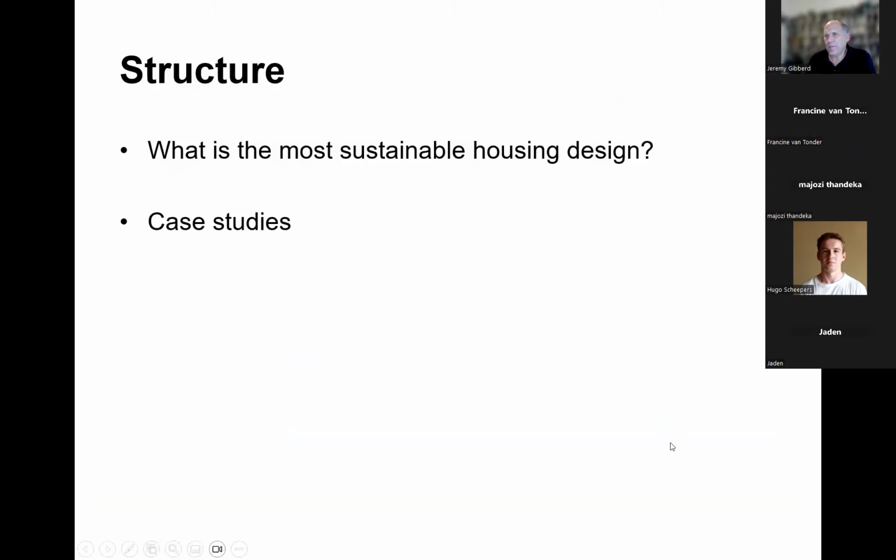So maybe to stimulate a bit of question, what's the most sustainable housing design? Some reactions from everybody that we can think of. If you had to name an example. Everyone? Just say it out loud, put it in the chat, type something into the chat. If you had to put something down now, in terms of the most sustainable housing, what would you put down?